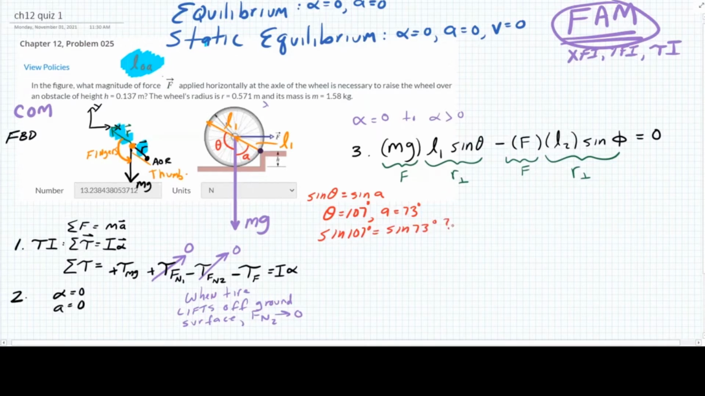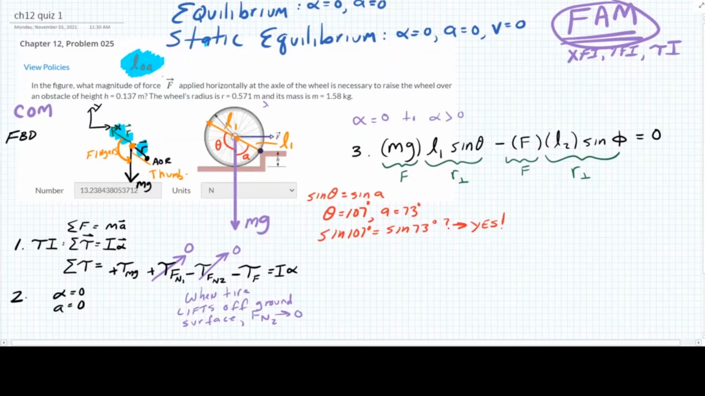And the calculator says sine of 107 is 0.956. Sine of 73 is also the same. So they do equal each other. So I'm going through all this nitty gritty detailed background because you have to. This is what we professionals do.